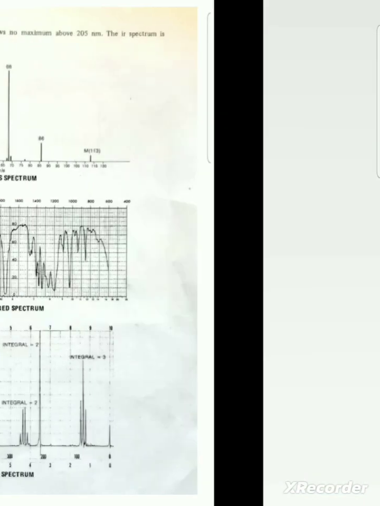Here they're saying the UV spectrum of this compound shows no maximum above 205 nanometer. The spectrum is obtained on a neat liquid sample. These are the spectra that we have. Let's go through them one by one. We'll start with the infrared spectrum.